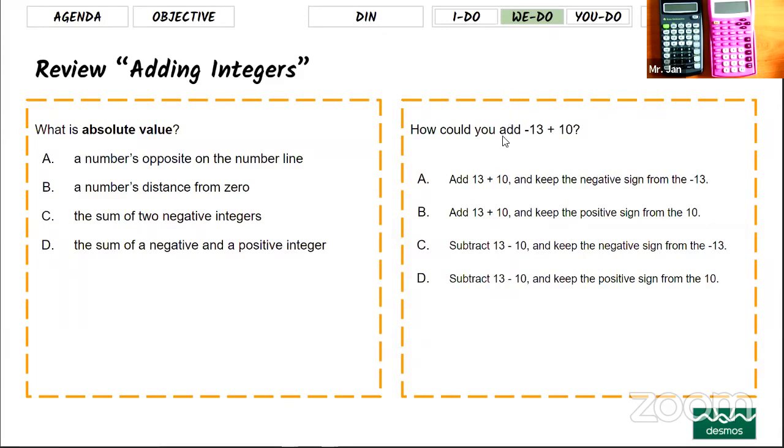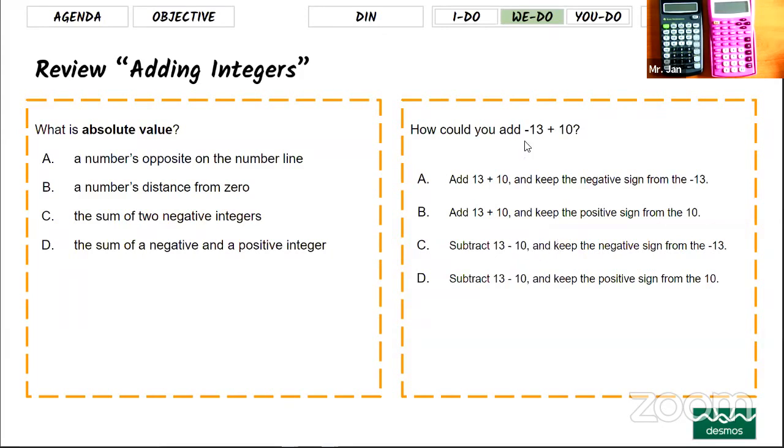Somebody typed a lot. Okay, so that's a C. It's because you subtract one number from another because these are opposite sign numbers, and you always put the bigger number's sign, which is 13, bigger than 10, right? That's why you need to put the negative sign from 13. Okay, thank you so much. Whoever said C, you're right.